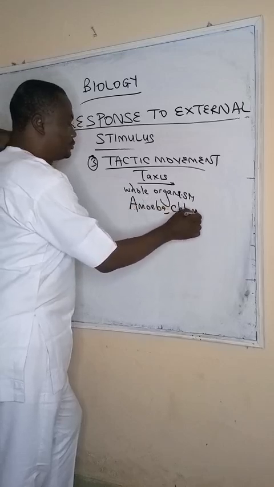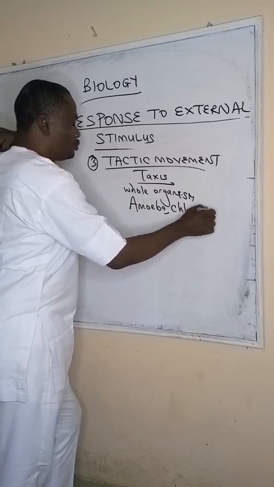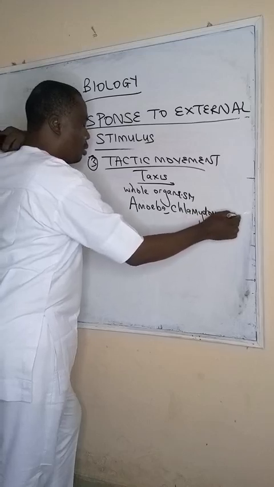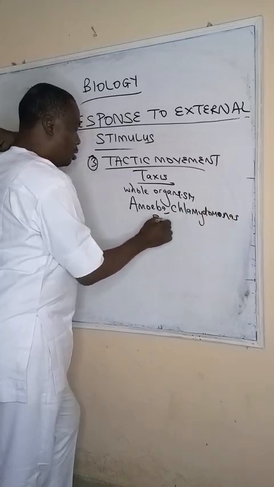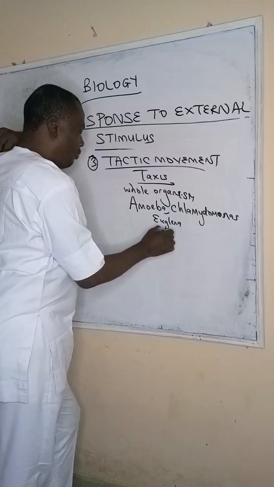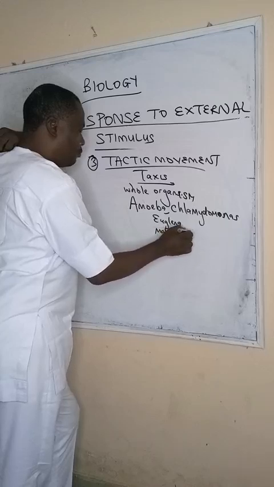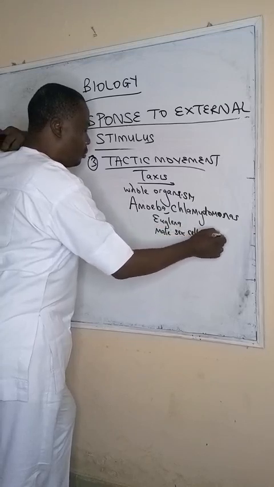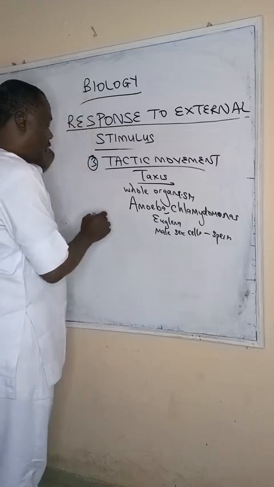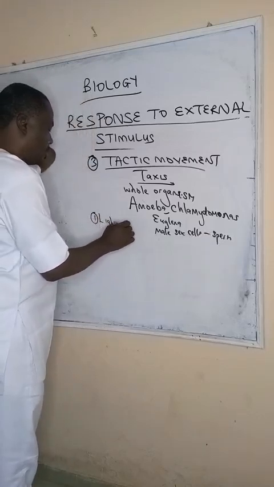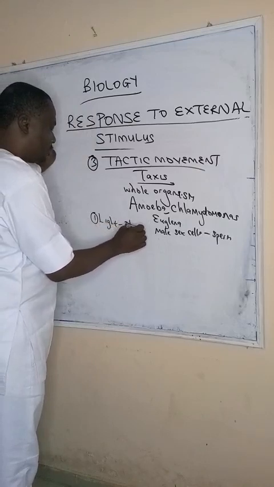Chlamydomonas, Euglena. You can have the male sex cells like the sperm. An example of stimulus is light. Light. Phototaxis.